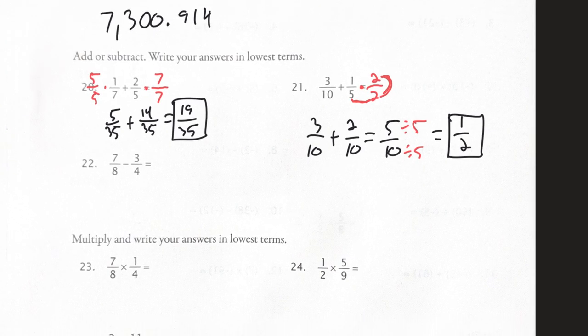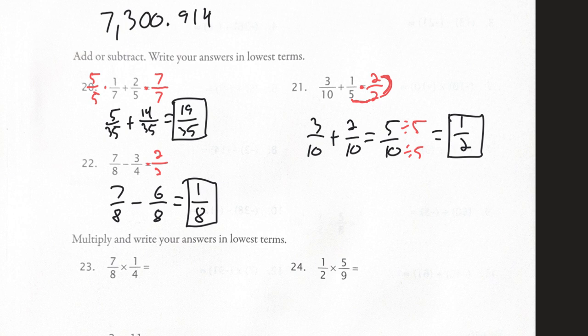Subtraction's the same thing. 8 and 4 both go into 8. So we're going to only need to multiply the right fraction. 4 times 2 is 8, so we multiply the top by 2 as well. So we get 7/8 minus 6/8 equals 1/8.